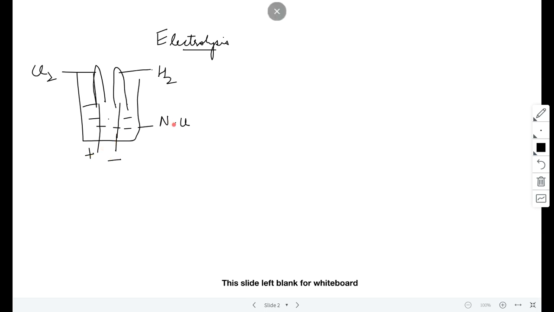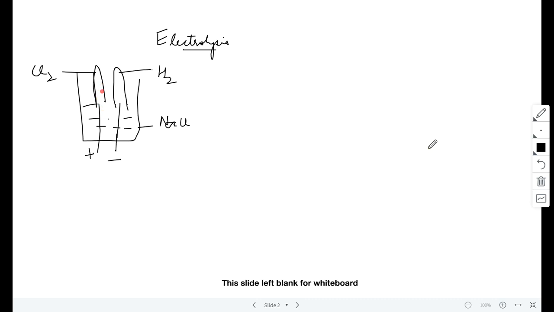Is it clear to you? NaCl. Yeah, it's clear. So now the electrolysis of sodium chloride solution is an industrial process, okay. So this diagram shows the apparatus used in a school experiment.